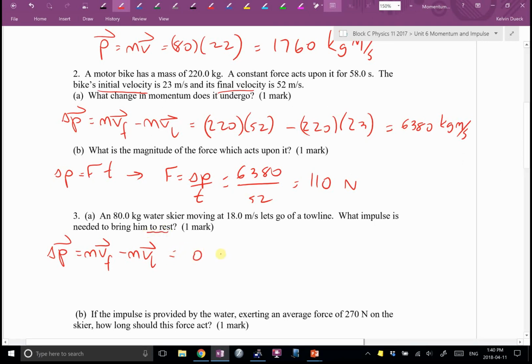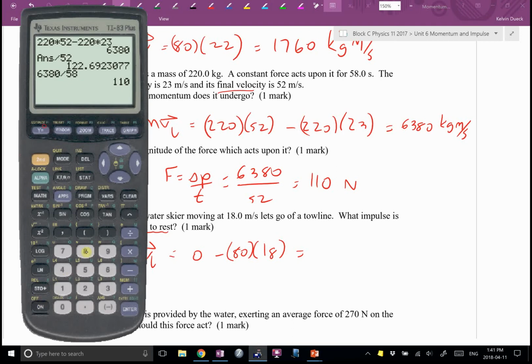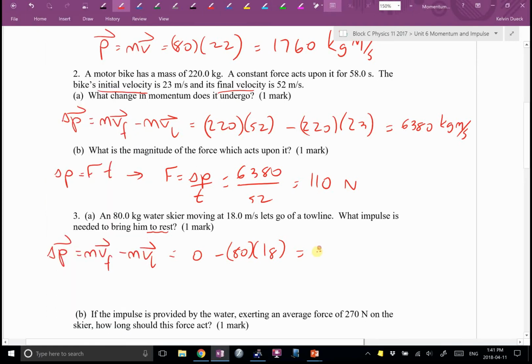So it's going to be 0 minus 80 times 18. 80 times 10 is 800. 80 times 8 is 864? Negative 864? Am I totally wrong? Am I wrong? I'm wrong? Wow, I was totally off. I forgot to carry a 0. Duick, negative 1440. I'm going to be insistent on the negative.